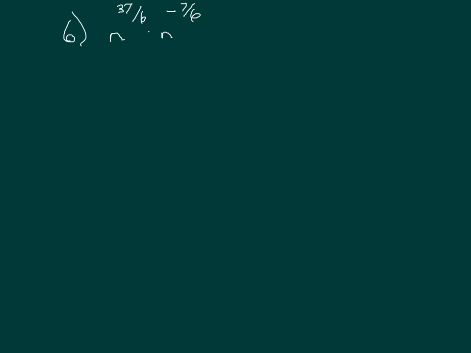In this problem, your answer is something like n to the 8.25. You're never going to see something like 8.25. You would not put it in decimal form, but that is not the reason that you got this incorrect. So let's do this problem. We're going to combine our exponents. So that would be 37/6 minus 7/6, and that's going to give us n to the 30 over 6, which, 30 divided by 6, is 5.